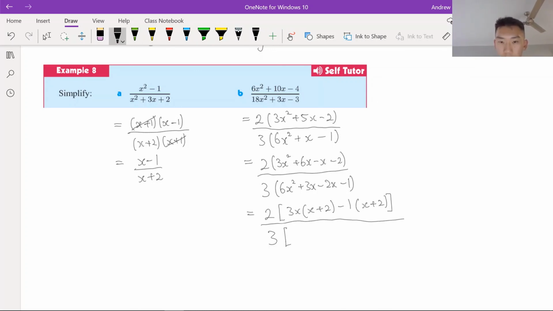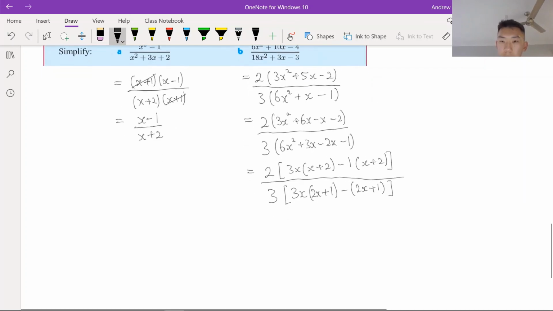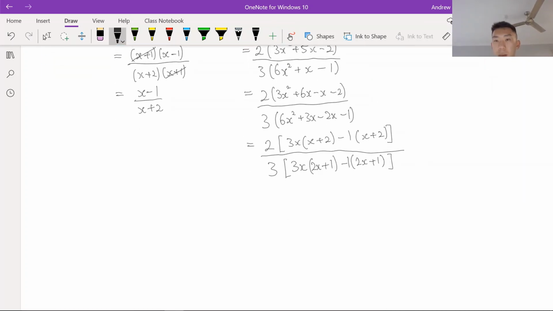So the denominator becomes 3x outside of (x plus 1), minus 1 again outside of (2x plus 1). I missed that, because this should be 2x plus 1 as well. So I should put the 1 there because I put the 1 in the numerator. So this one's just longer, as you see.